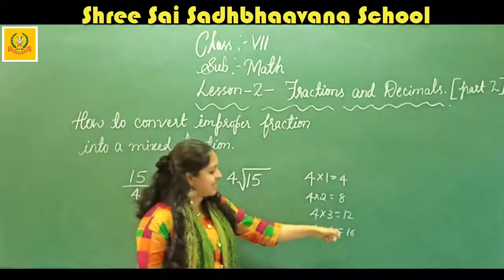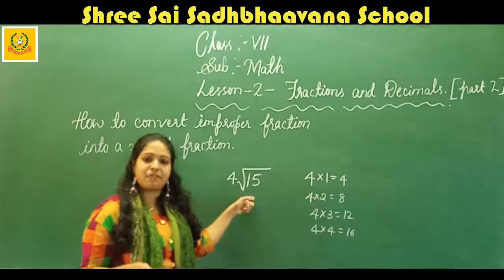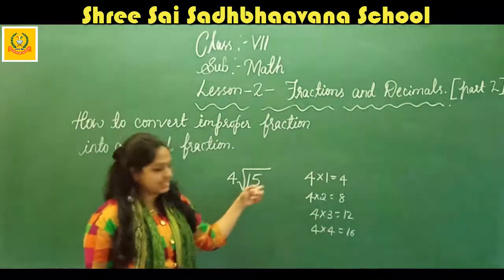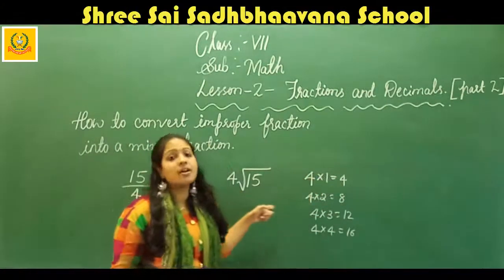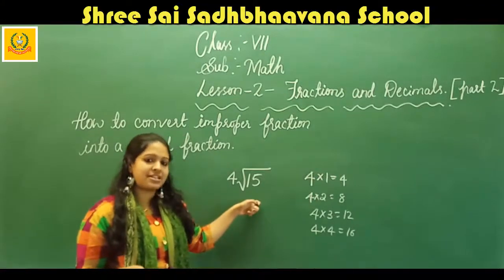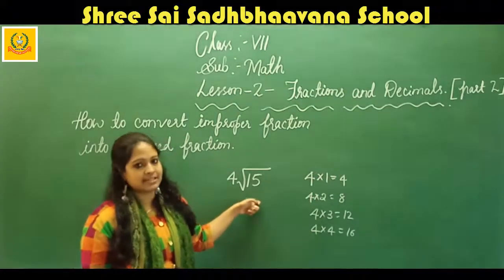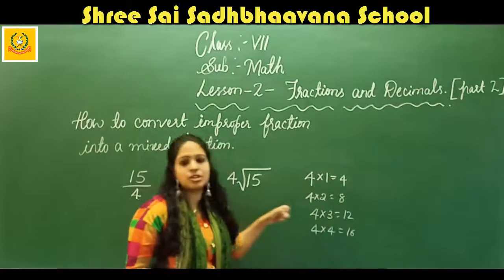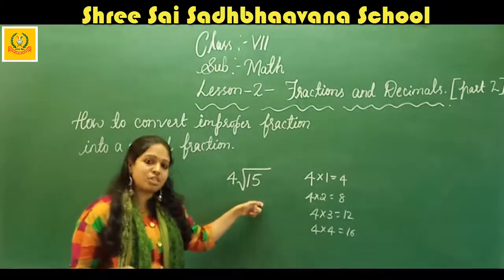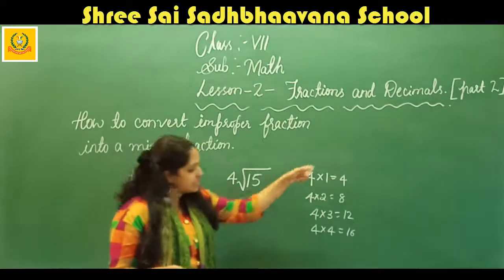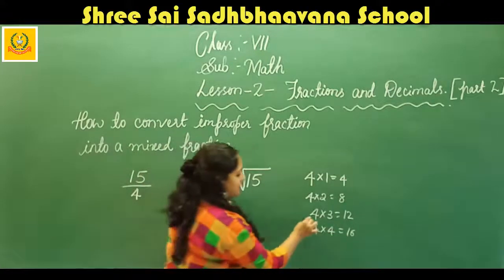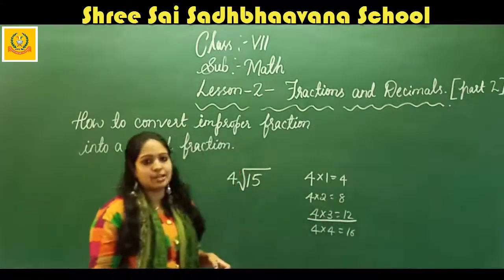Okay children, let us take the back number. 15 before, which number will come? 14. Is 14 here? No. Take the back number again. 14 before, which number will come? 13. Can you see 13 here? No. Again, 13 before, which number will come? 12. Can you see 12 here? Yes. Where? Here. 4 threes are 12.